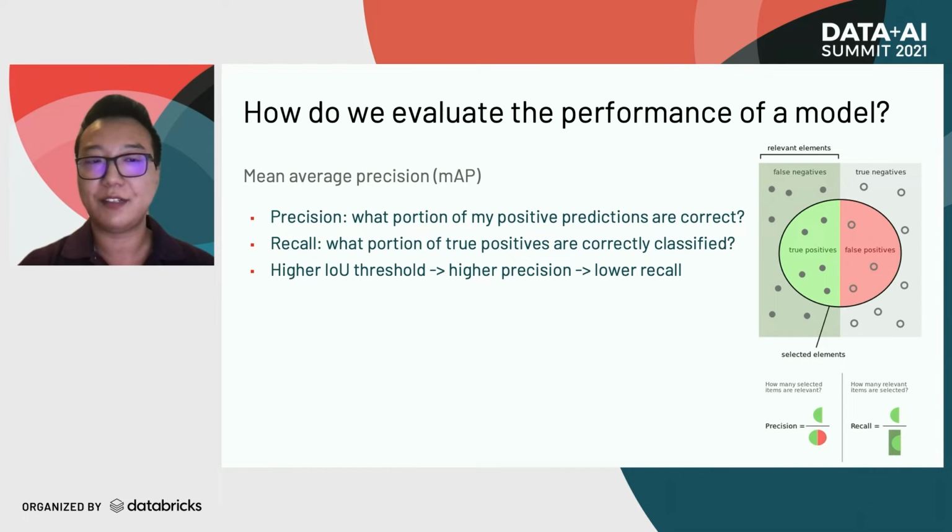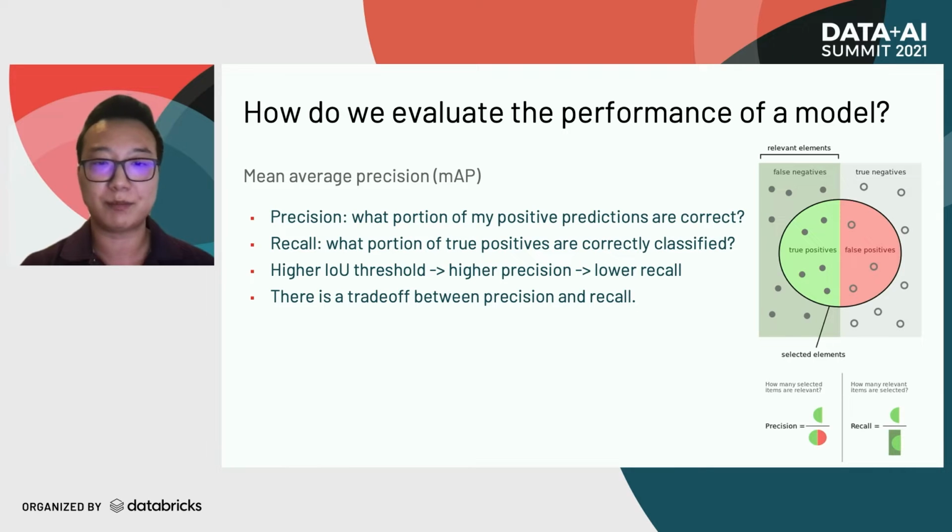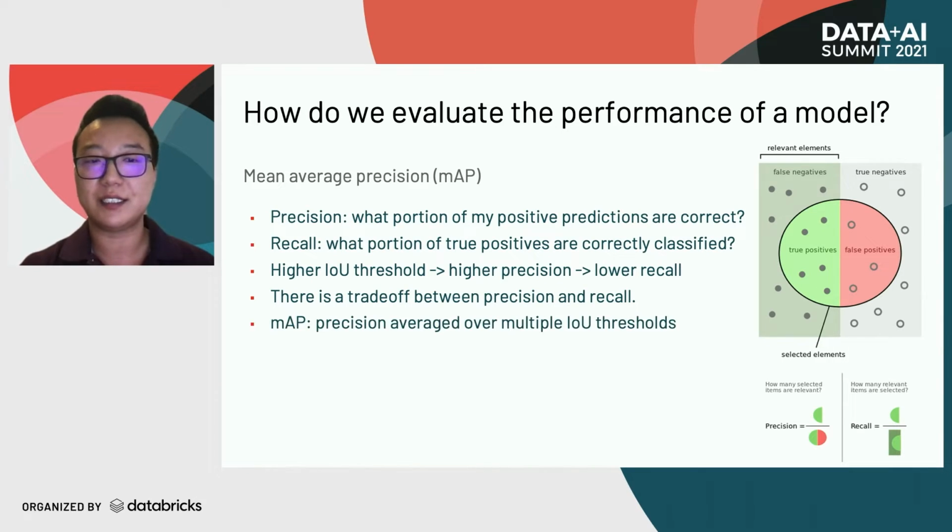And as you can imagine, if we set a higher IOU threshold, that will correspond to higher precision because we're requiring that the bounding boxes be higher quality, but that also consequently usually means lower recall. So there's this trade-off between precision and recall, and to capture the performance of our model for multiple trade-offs between precision and recall, we simply average the precision over different IOU thresholds. So that's how we can calculate mean average precision, and this is the main metric through which models are evaluated.